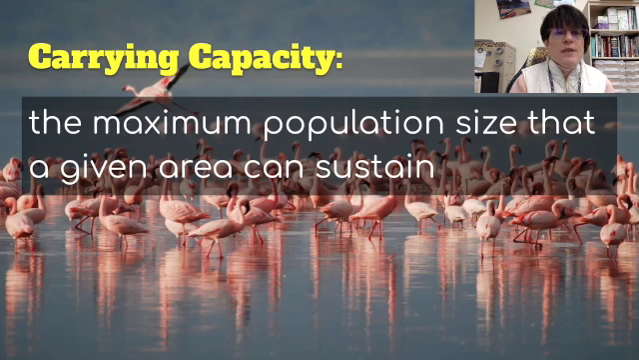However, there is something called carrying capacity. This is the maximum population size that a given area can sustain. After a while, the population will level off when those limiting factors start to come into effect, when they start to exhaust their resources, or the resources will actually cap the population at the carrying capacity. So with these flamingos, there's a lot of flamingos here, so that is probably their carrying capacity for this environment.